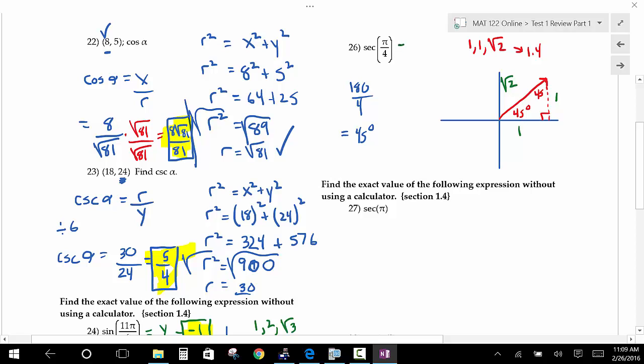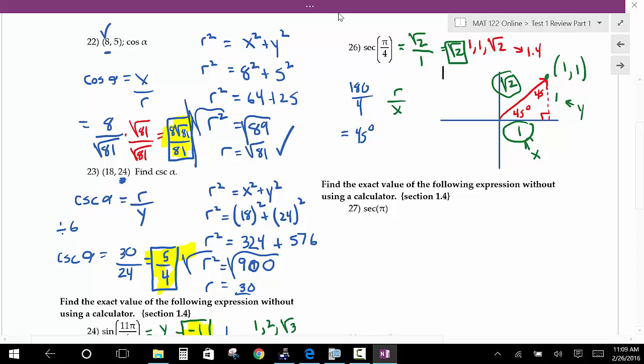Okay, now when you get the answer to the problem, the secant by definition is r over x. So in this diagram, this is x. X is how far over you are. Y is how far up you are, so you have a point 1, 1. Okay, so when we do that then, we would end up having r is square root of 2. So that's your r value. X is that value. So square root of 2 over 1 is going to give you an answer of square root of 2. Problem done.